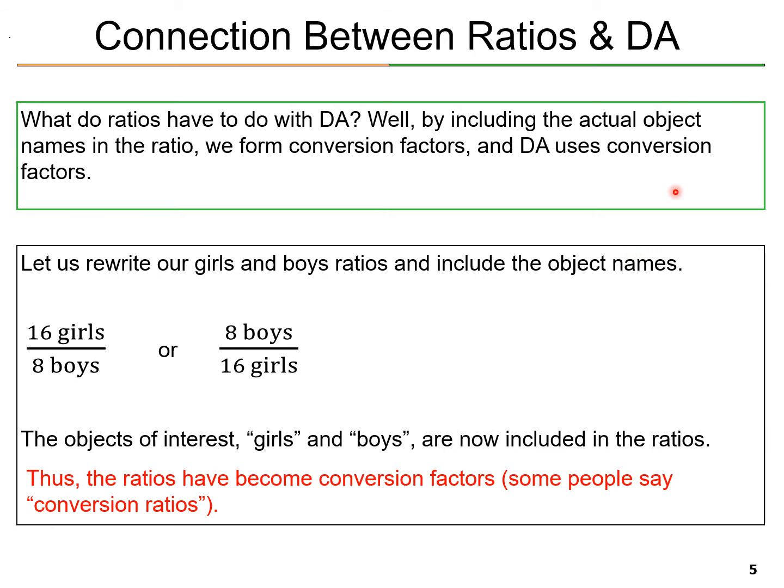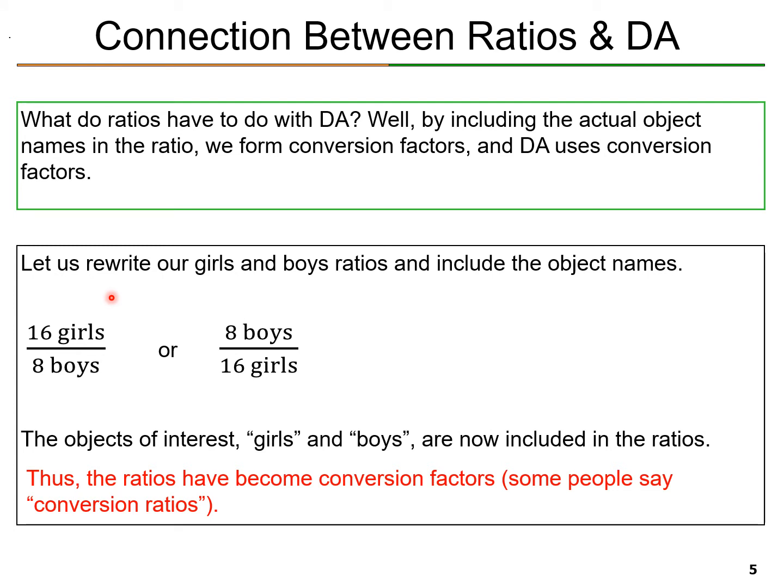Let us rewrite our girls and boys ratios and include the object names. Over here, instead of writing the ratio of just 16 to 8, we're going to include girls in the numerator and boys in the denominator. So the ratio 16 divided by 8 has become a conversion factor. Now it is 16 girls divided by 8 boys.